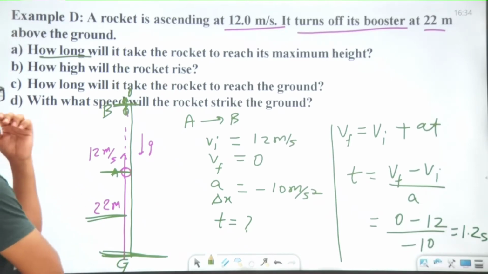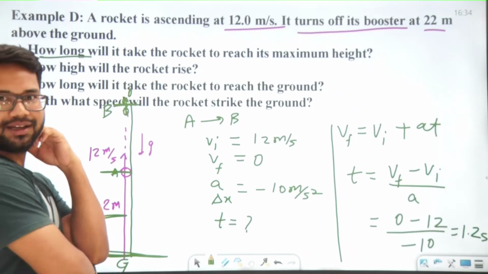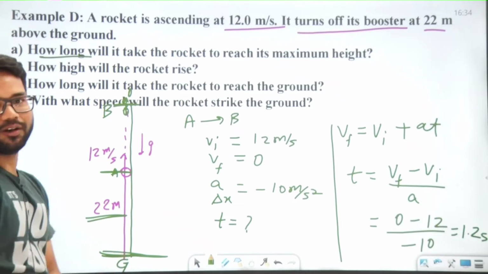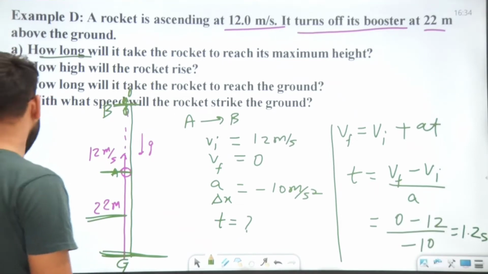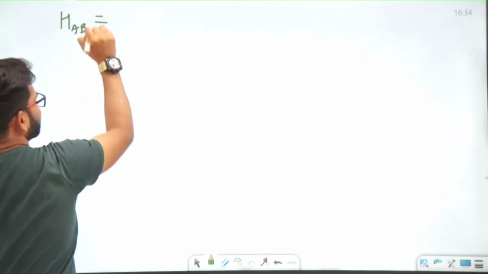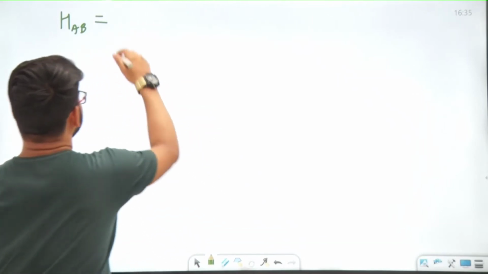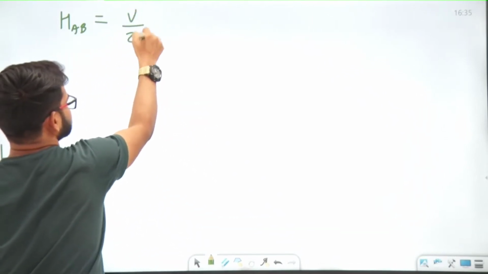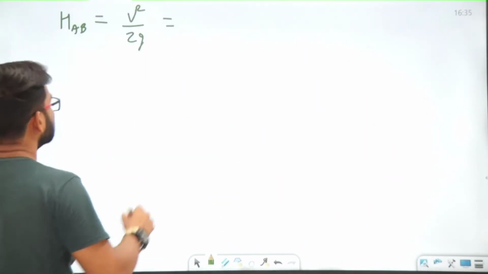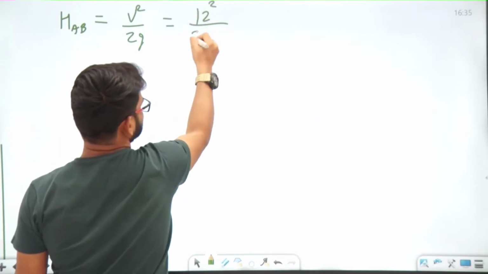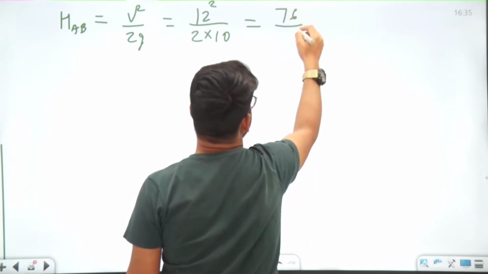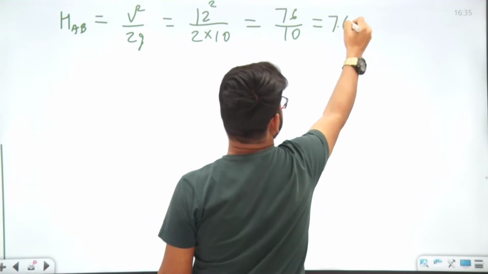The second question is, how high will the rocket rise? It is already at 22 meters, then after 22 meters, how much height will it go? So students, can we apply directly that formula for AB? For HAB, can we write height of AB as V square over 2G? What is the V? 12 meters per second, right? 12 square over 2 into 10. So we can write 144 over 20, 7.2 meters.